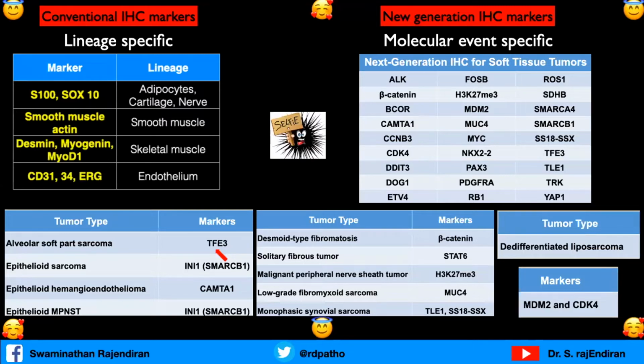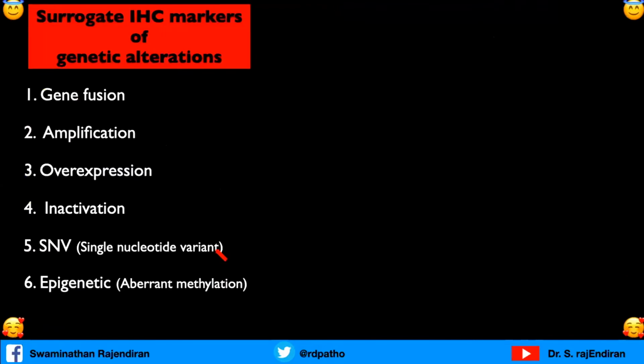The main concept you have to remember here is that the conventional markers are lineage specific and the new generation markers are molecular event specific. These molecular event specific markers can be divided mainly into 6 types: markers associated with gene fusion, gene amplification, gene overexpression, inactivation, single nucleotide variant, and the epigenetic type where there is aberrant methylation. These are the 6 major headings under which we will be seeing the surrogate IHC markers.